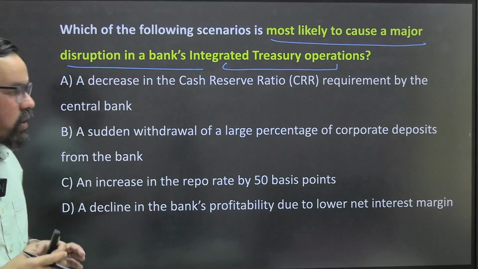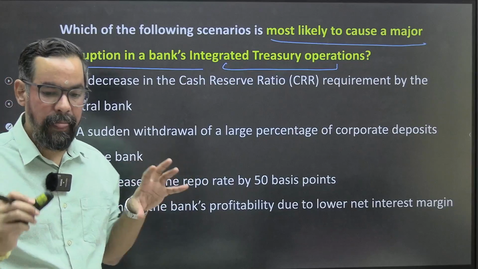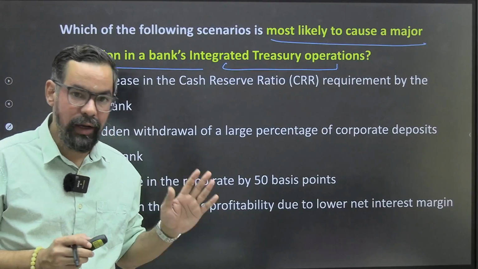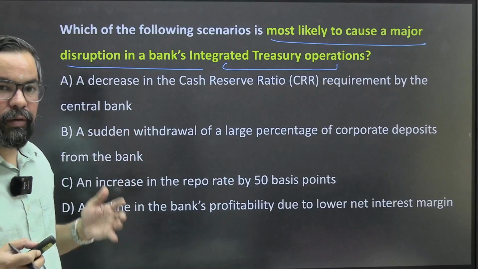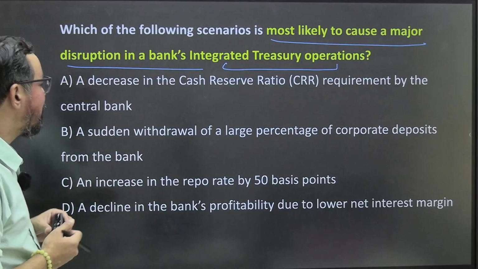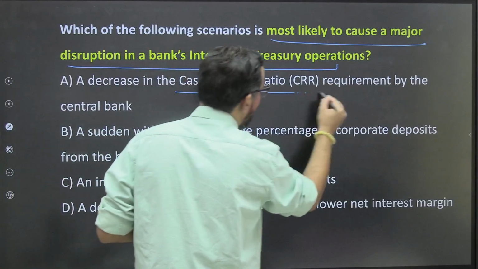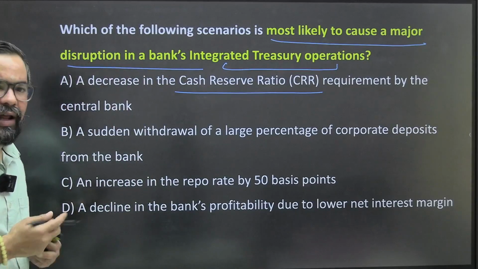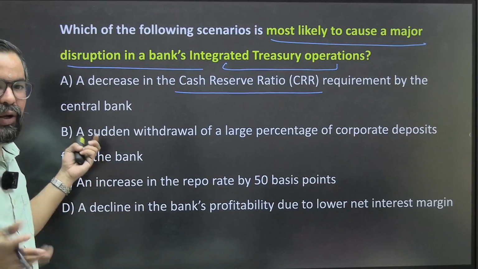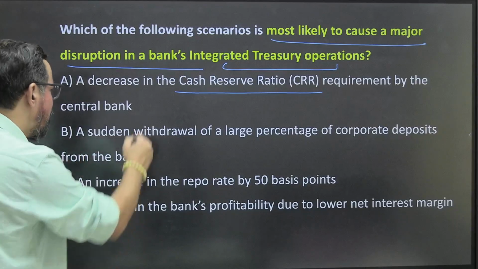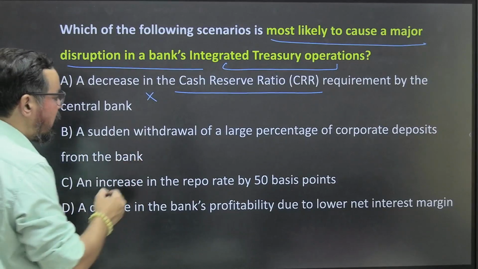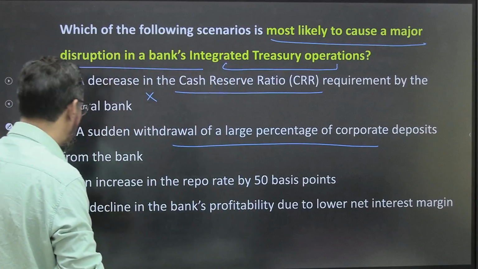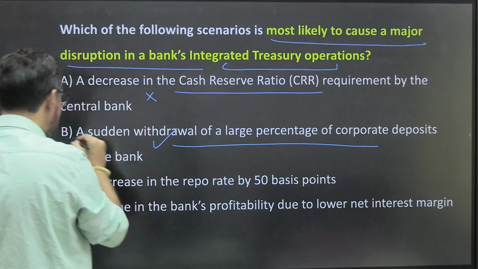ठीक है, तो कौन सी ऐसी एक्टिविटी जिससे आपका जो इंटीग्रेटेड ट्रेजरी मैनेजमेंट है, it will hamper negatively. ठीक है, जहां पे काफी ज्यादा इंपैक्ट देखने के लिए मिल सकता है. ठीक है, a decrease in CRR requirement by the central bank. ठीक है, CRR requirement अगर decrease होगा, it is a kind of beneficial thing for the bank. No, it is not the one. ठीक है, a sudden withdrawal of large percentage of corporate deposit from bank. Yes, this is the issue.